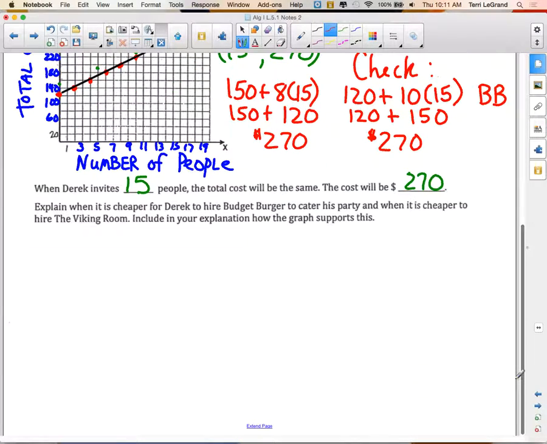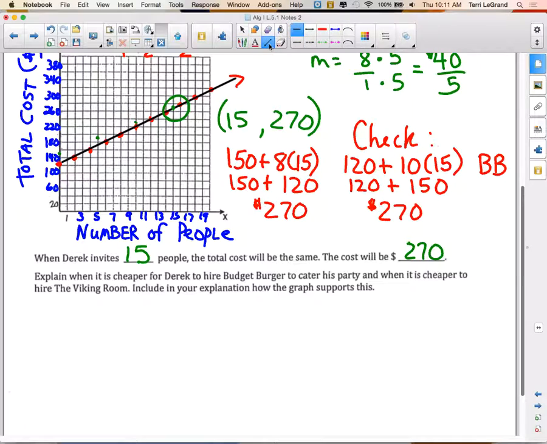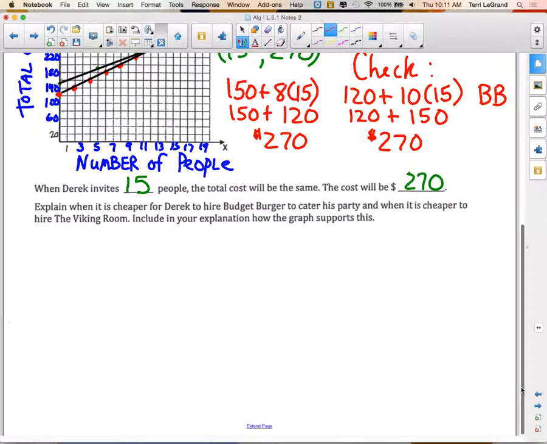Okay. Now, sometimes they ask us to explain when it is cheaper. I forgot to draw my line in that last one, didn't I? Okay, let me go do that. Explain when it is cheaper for Derek to hire Budget Burger to cater his party and when it is cheaper to hire the Viking Room. So in other words, less than 15 guests, more than 15 guests. Which is going to be cheaper when it's less than 15 guests, and how can we tell? How does the graph support that?